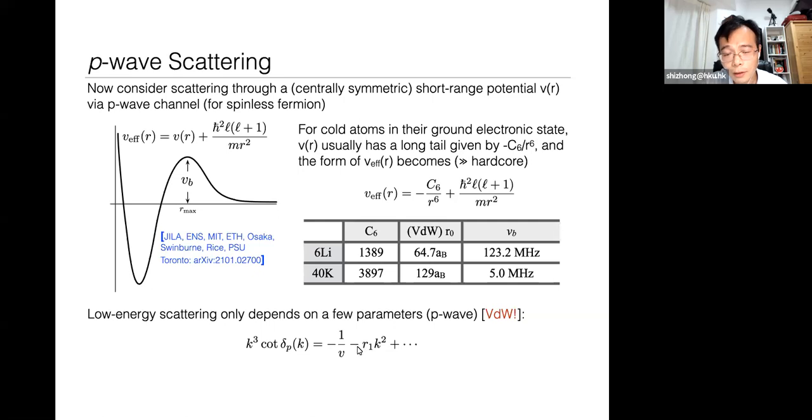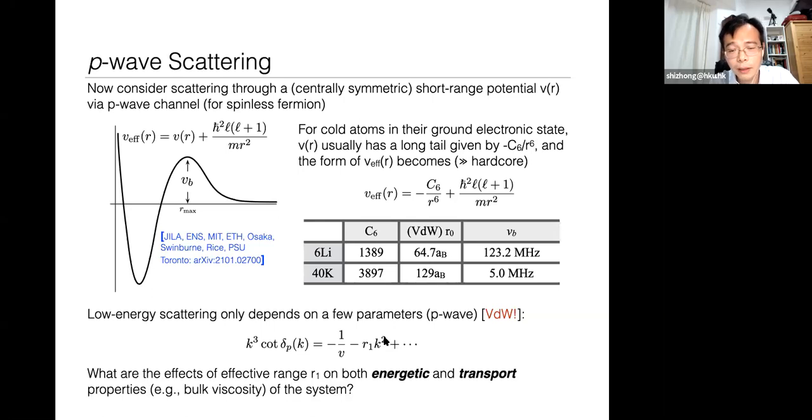So I will continue to assume that the effective range expansion is going to be valid. In the P-wave case, the expansion takes the same form, except that you have k cubed times the cotangent of the phase shift. This expansion gives you the first term 1 over v, which is the scattering volume, and minus r_1 times k squared. So the question that I want to investigate is how the effect of the P-wave interactions, the scattering volume, and in particular the effective range, comes into the energetics and also the transport properties of the P-wave Fermi gas.